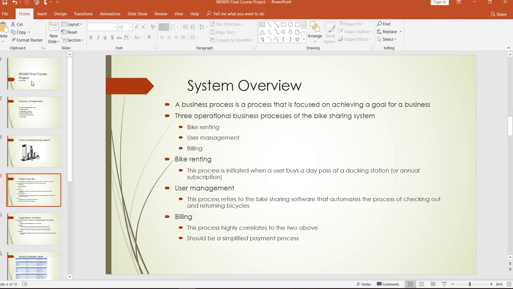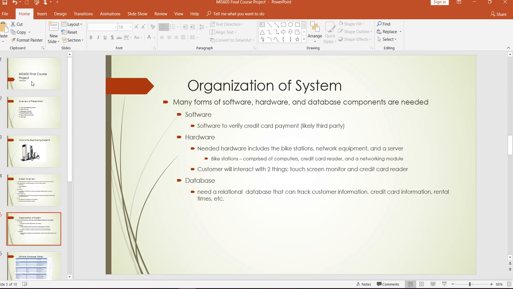And then the third business process is billing. This is the process that controls the payment. It definitely relates to the two processes above. Obviously, when you rent a bike, you have to pay for it. And when you pay for it, as with any online system nowadays, it's quite likely that your credit card information may be part of your user profile. And so it might link up with the user management process if you think about it that way. However, it correlates essentially with the credit card being used to pay for payment. So those are the three business processes.